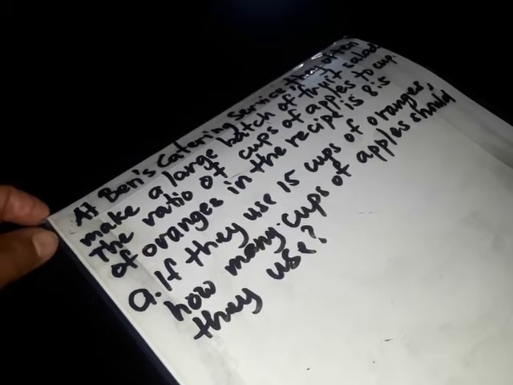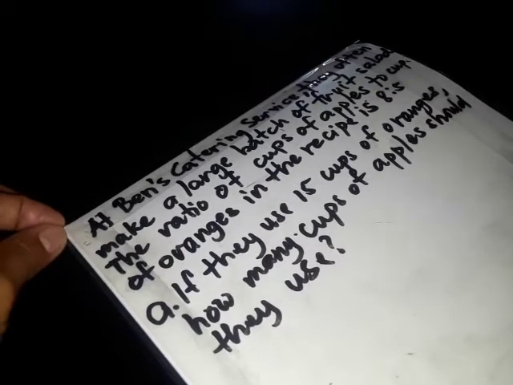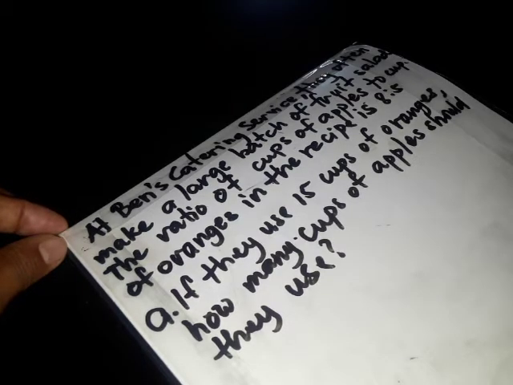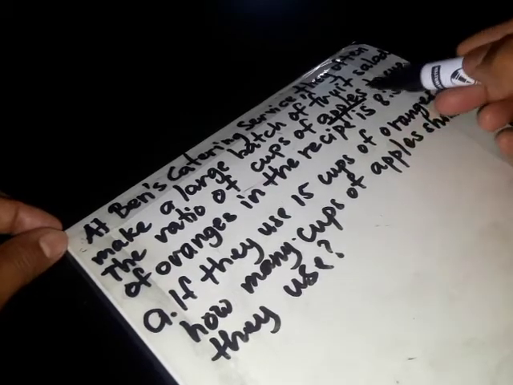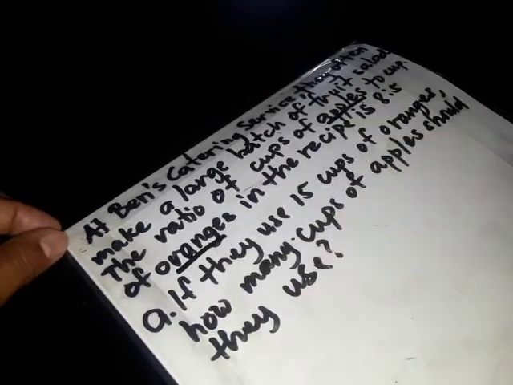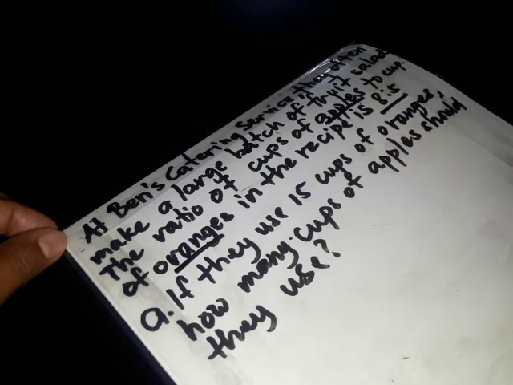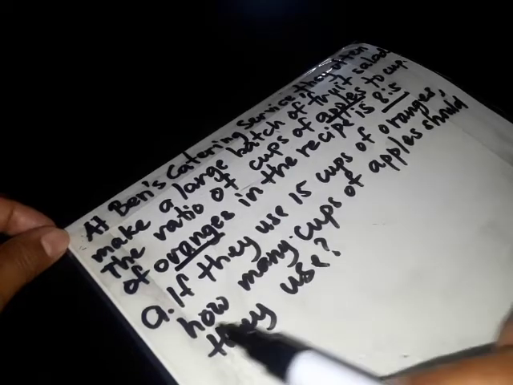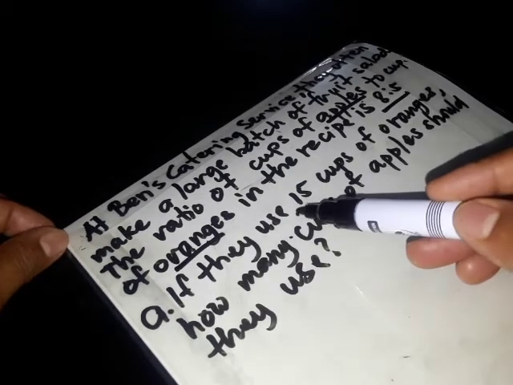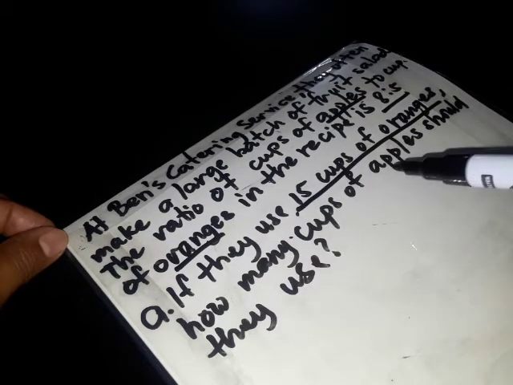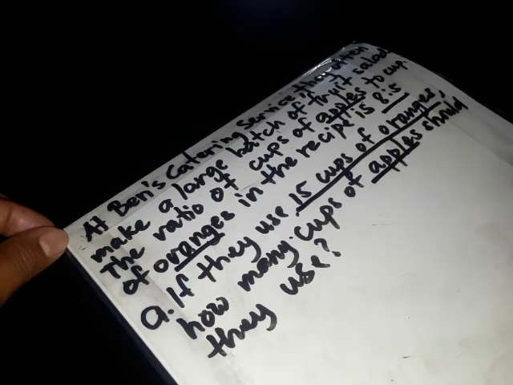So, we have here Ben's Catering Service. They often make a large batch of fruit salad. The ratio of cups of apples to cups of oranges in the recipe is 8:5. Okay. So question number 1: if they use 15 cups of oranges, how many cups of apples should they use?